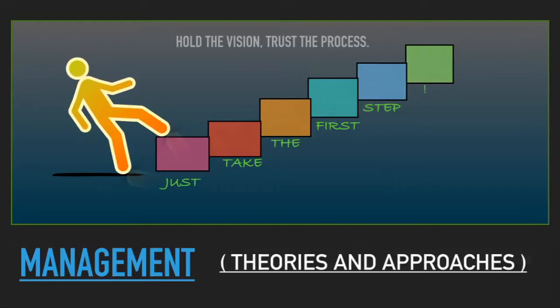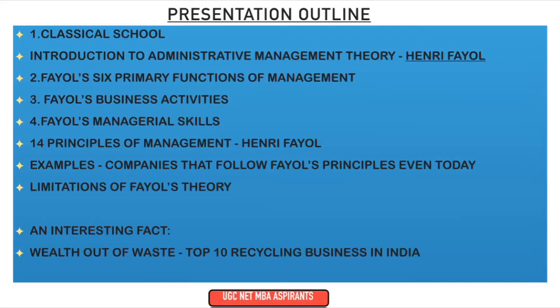Under this, we are going to see the administrative management theory, which was given by Henri Fayol. Coming to the presentation outline, we are going to see the classical school of theory. Under this: Introduction to Administrative Management Theory, his 6 primary functions of management, his business activities, his managerial skills that the manager should possess, the 14 most important principles of management given by Henri Fayol, some of the examples of the companies that follow Fayol's principles even today, and some of the limitations of Fayol's theory.